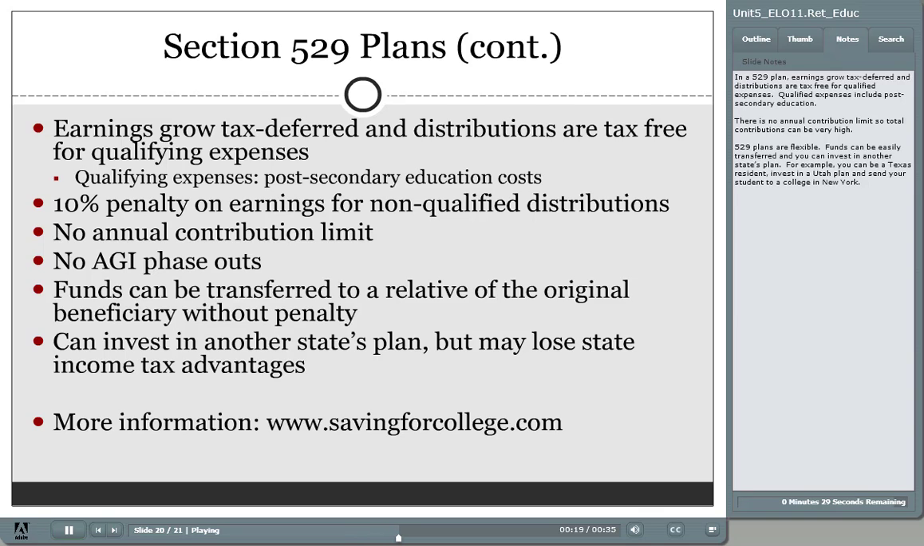529 plans are flexible. Funds can be easily transferred and you can invest in another state's plan. For example, you can be a Texas resident, invest in a Utah plan, and send your student to a college in New York.